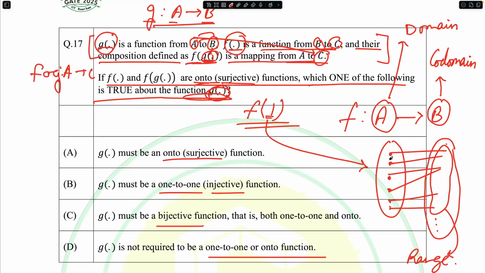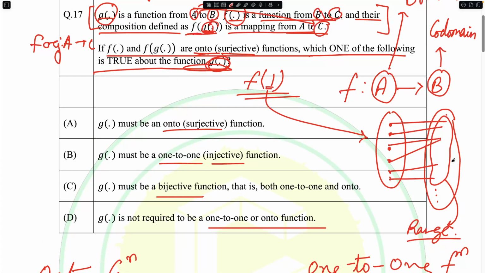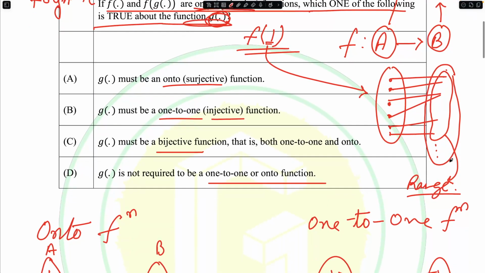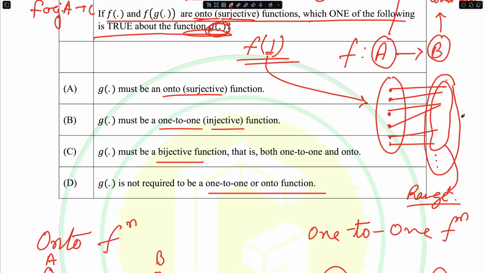Suppose these are all the elements of the domain, and corresponding to every element there is an element in the codomain. And there are some other elements in the codomain which are not used. The set of all elements which are used is known as the range. Your codomain can be a superset of your range. Codomain can be bigger than your range. Simple funda, right? This is the basic concept of functions.